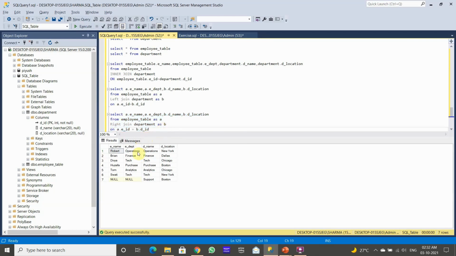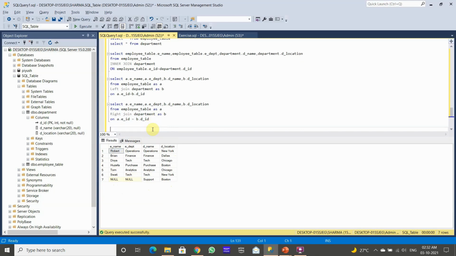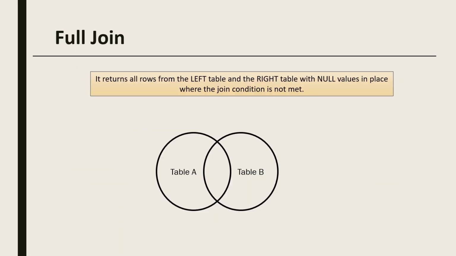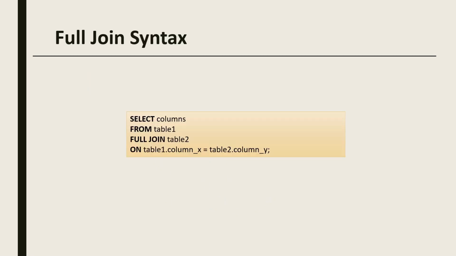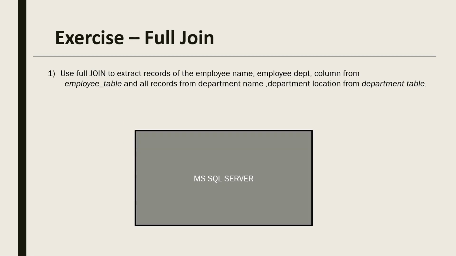See, so it has extracted all the information from the right table and matching records from the left table, and null shows that there are no matching records for support and bottom in the employee table. Okay, full join returns all the rows from the left table and the right table, with null values in places where the join condition is not met. Okay, and its syntax is SELECT column FROM table 1 FULL JOIN table 2 ON table 1 dot column X equal to table 2 dot column Y.